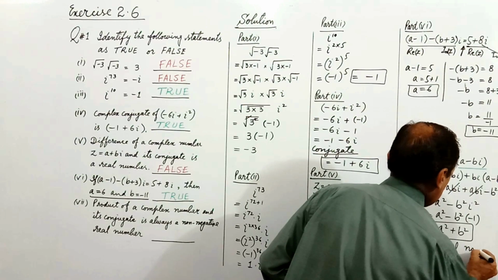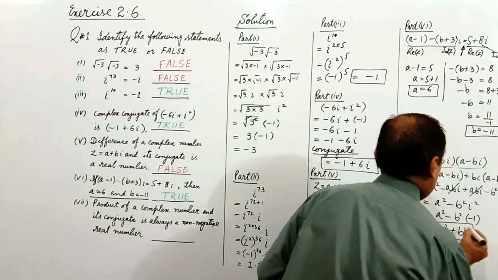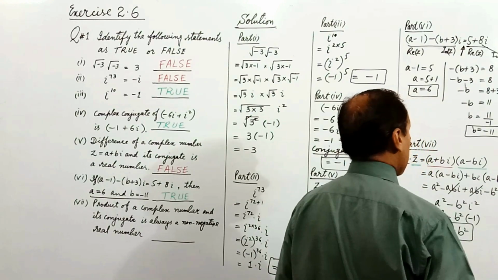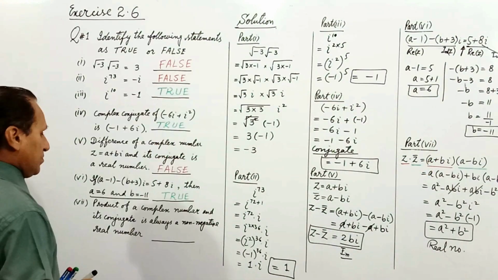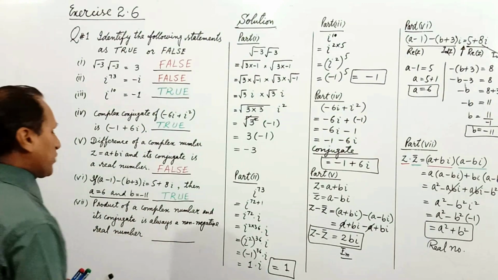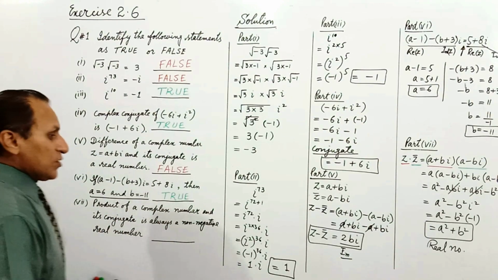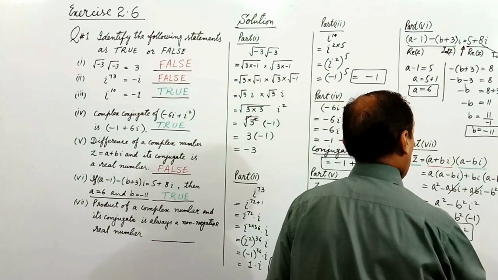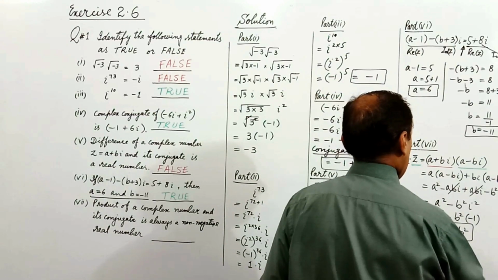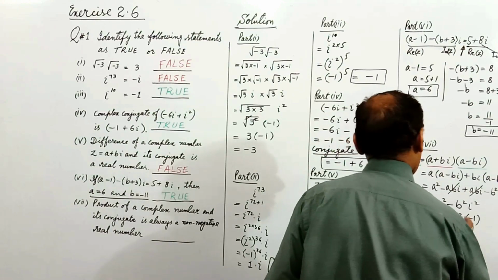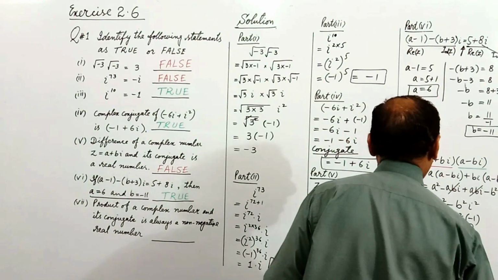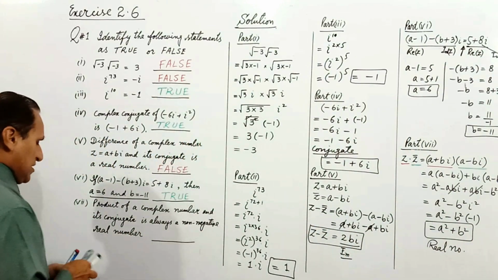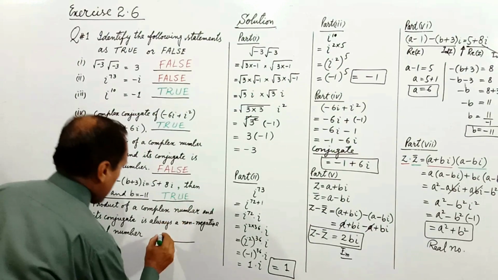Why? Because if we put any number in place of a and b, they will definitely give us a real number. So the product of a complex number and its conjugate is always a non-negative real number. Why non-negative? Because when we put any positive or negative value for a and b, their squares will be positive, hence the final result will always be a positive number. That means a non-negative real number, hence that statement is definitely a true one.